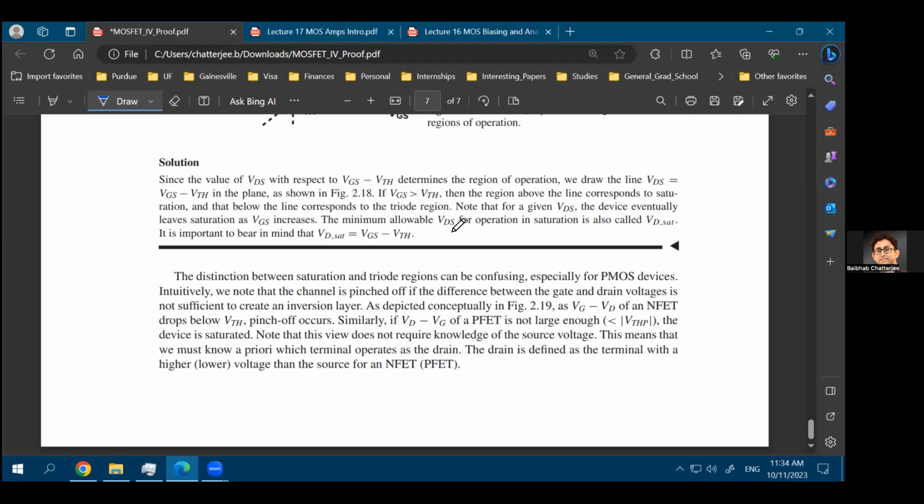But even in the saturation region, because your Rout is high, your gm times Rout will be high, so you'll expect a voltage gain. We'll discuss this more in the next lecture. But yeah, that's a good point, how you actually get voltage gain using a MOSFET.